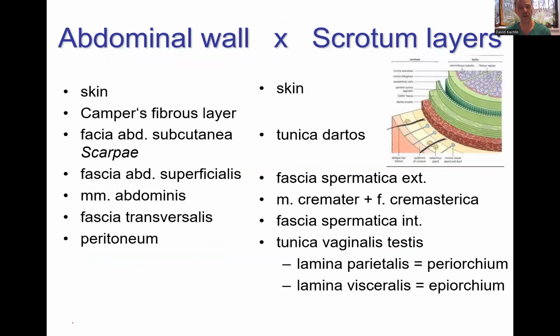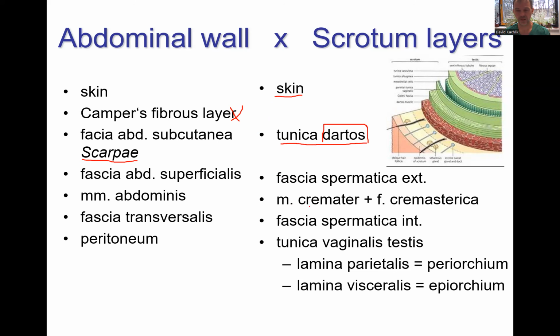So what is the structure of the scrotum? Layers, as in the abdominal wall, of course, skin. There is no fat, so there is also no Camper's fibrous layer which holds the fat. There is a very thin continuation of the Scarpa's membranous layer or Scarpa's fascia as the myofibroblasts. So that's the tunica dartos, where dartos means scrotum in Greek.